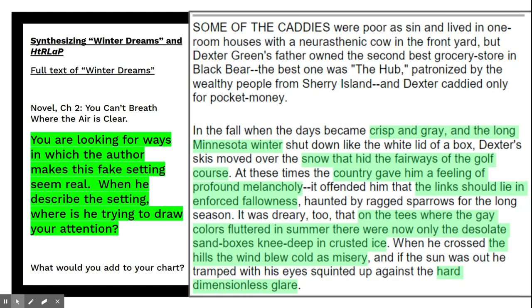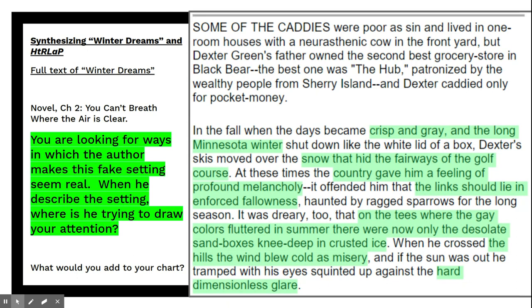"Country gave him a feeling of profound melancholy." Now, I highlighted that entire thing because in that description, he's choosing to use words like melancholy. So that should start kind of putting a mood in our head. It should give us a feeling of what this feels like. "The links should lie in enforced fallowness." And again, that word choice is very intentional. So that should start to create a certain feeling in us.